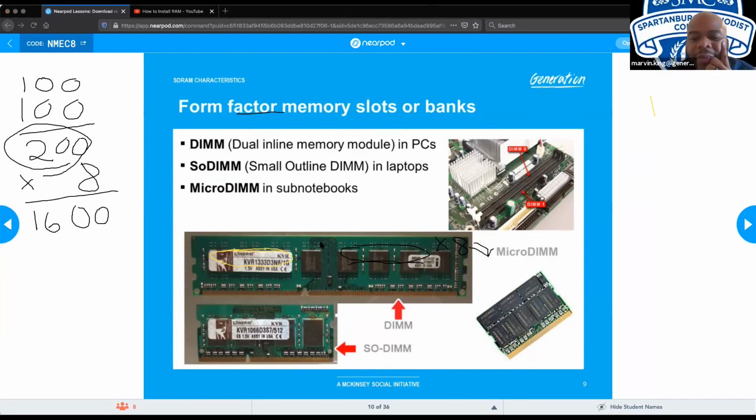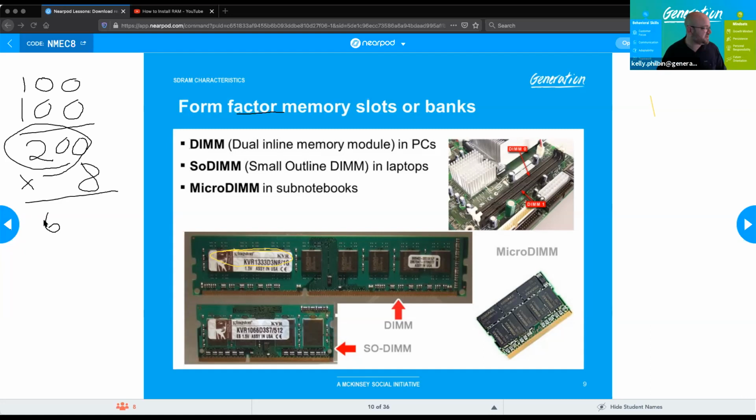You want us to know what the DDR speed rate would be? It would be 400. Who said that? Jackie, Avery, and Scott. All right, so 400, that is absolutely correct.